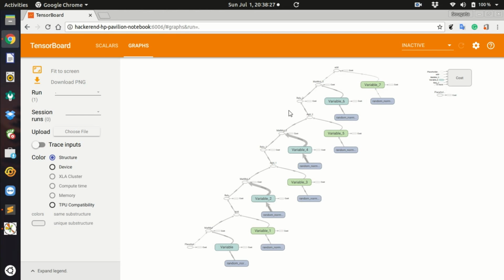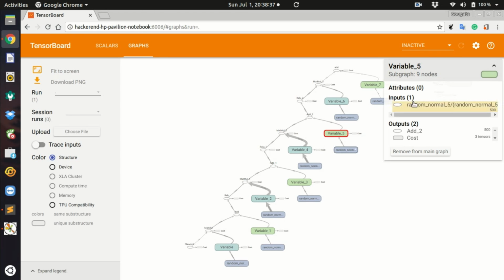Yeah, in TensorBoard we can see that this graph is our model, that is the neural network, and for each variable we can see the number of inputs as well as the outputs and the attributes. Here the inputs are the normal weights we have provided, and the outputs are addition and the cost. Similarly, for other variables we can get all the necessary details about what the function or the block is doing.